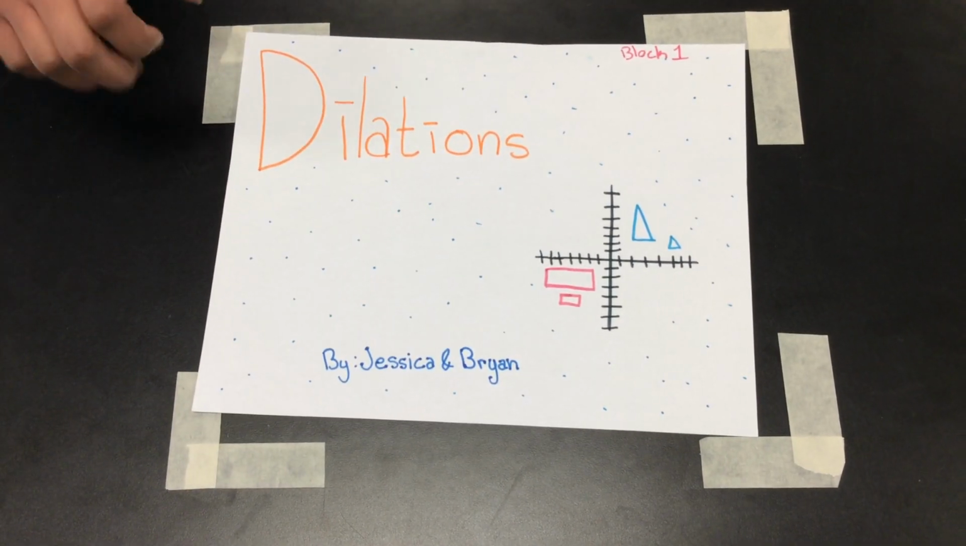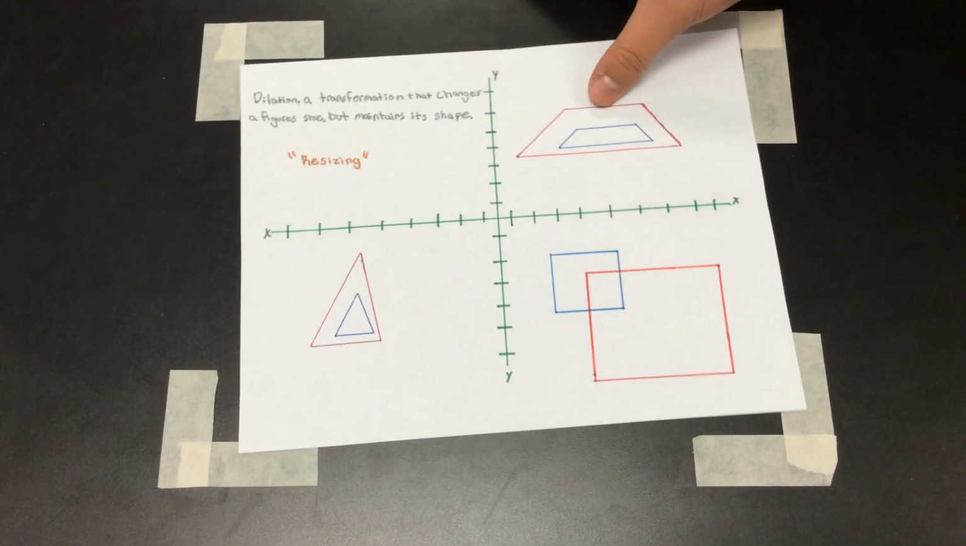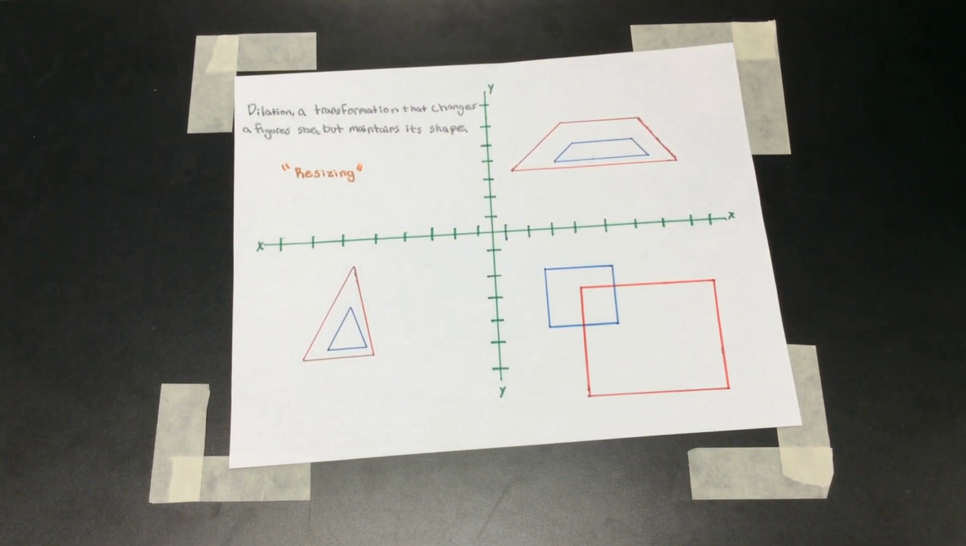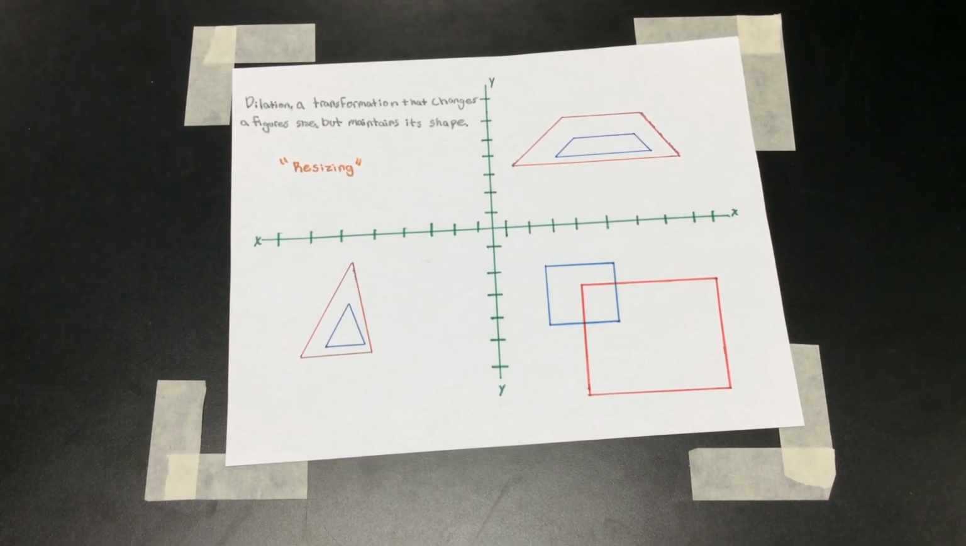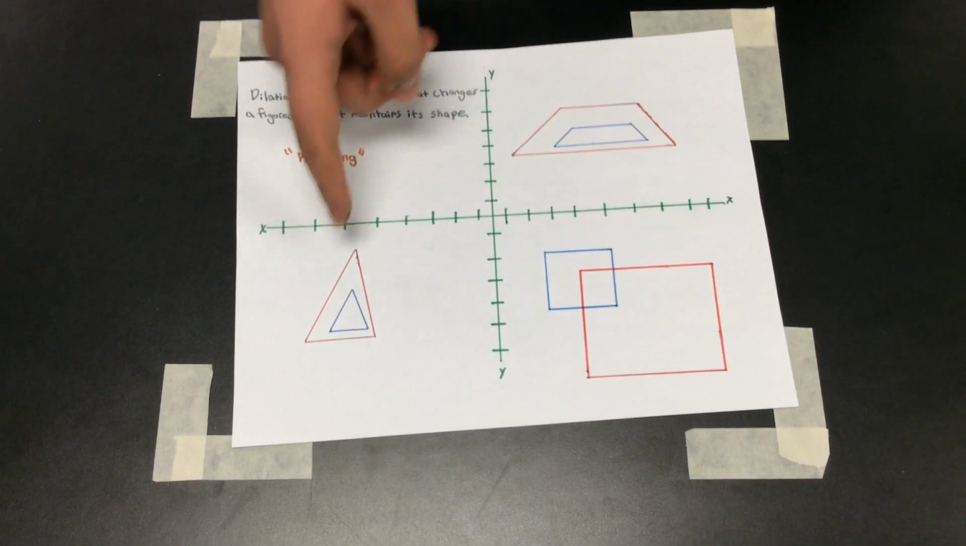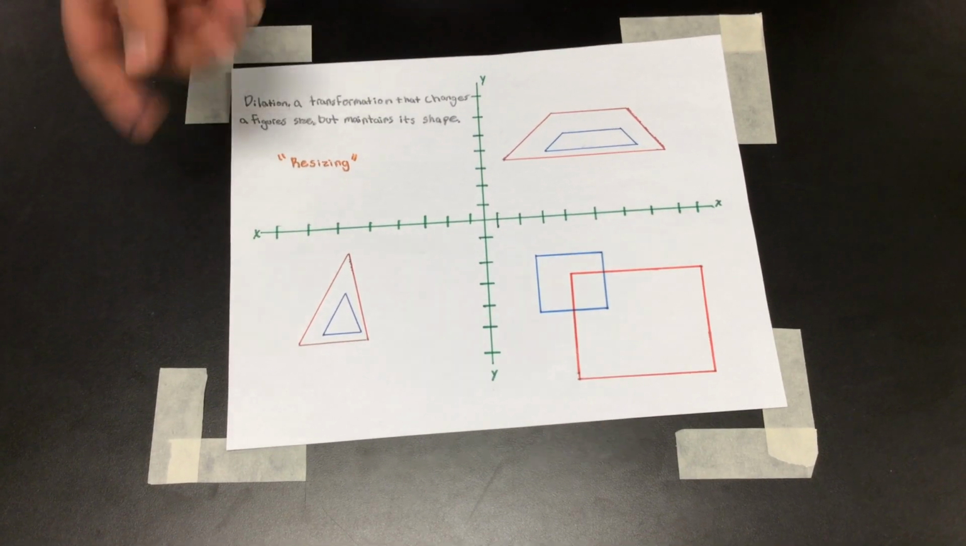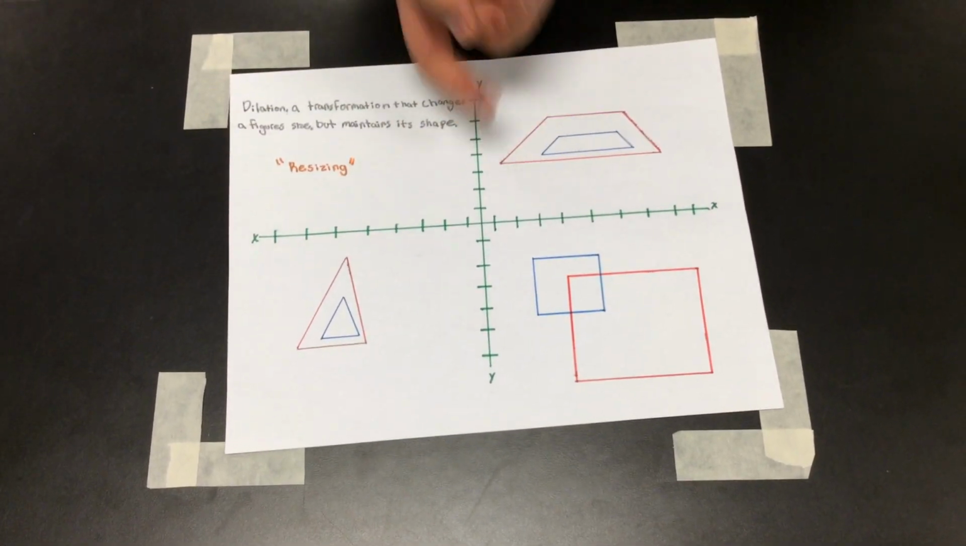Dilations by Jessica and Brian. A dilation is a transformation that changes a figure's size, but maintains its shape. So as you can see in the examples, the figures get bigger, but it stays as the same shape as it was before.